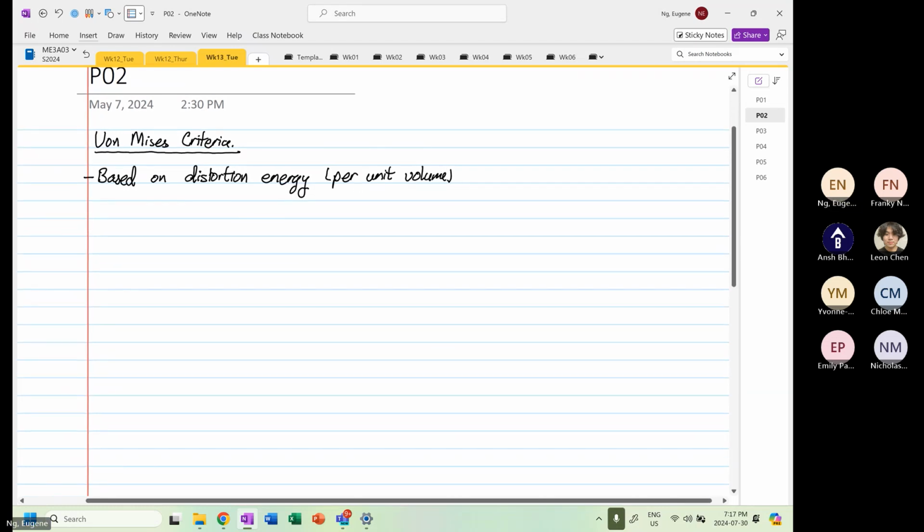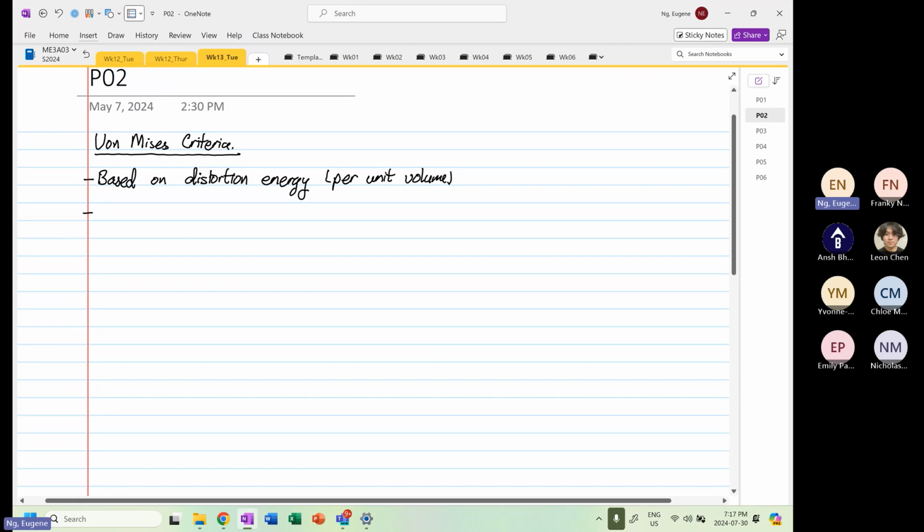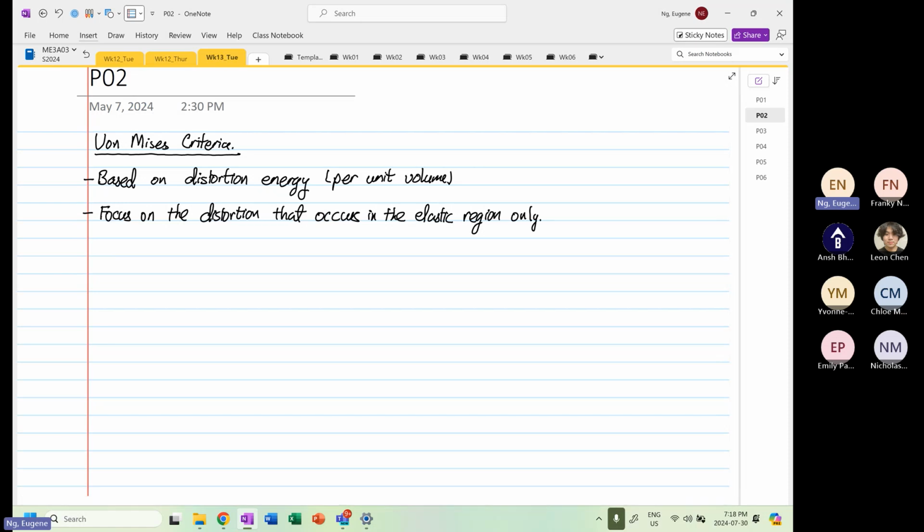So it focuses on the distortion that occurs in the elastic region only. You cannot use the von Mises criteria for plastic stress. When you are in the plastic region, it only focuses on the elastic region.